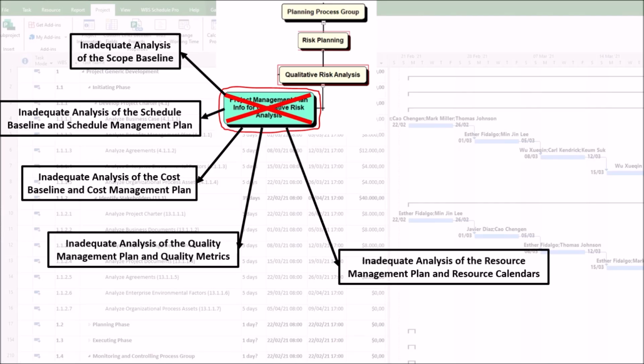5. Inadequate analysis of the resource management plan and resource calendars. As a result, this can lead to missing key resource-based risks and misjudging their impact. Why does this happen?